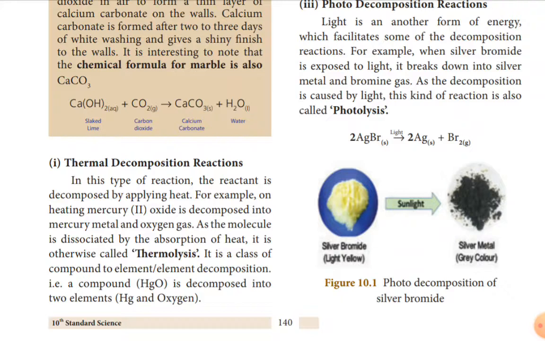So these reactions are otherwise called thermolysis, and it is a compound to element decomposition. Because mercury 2 oxide is a compound and it decomposes to give mercury and oxygen, 2 elements are formed. So this is a compound to element type of decomposition reaction.